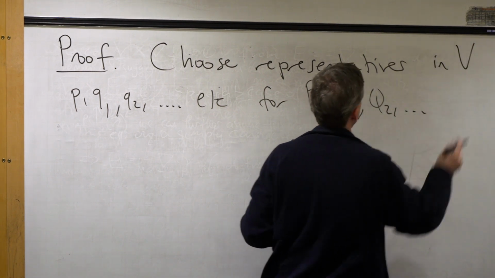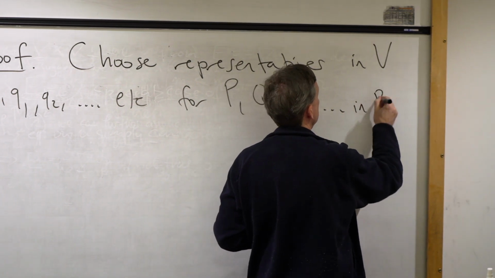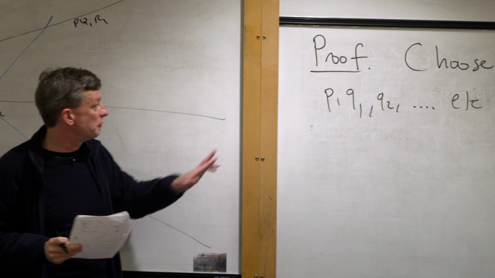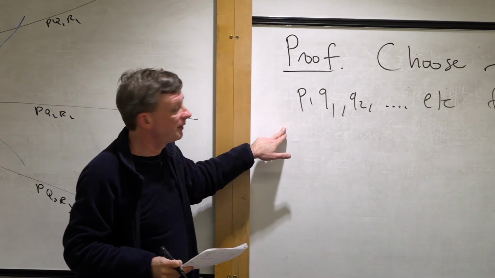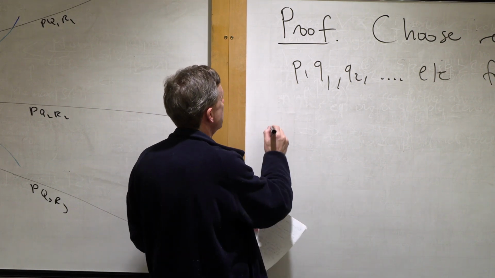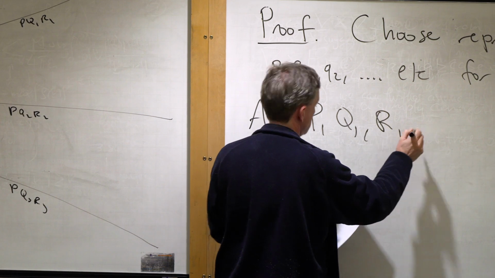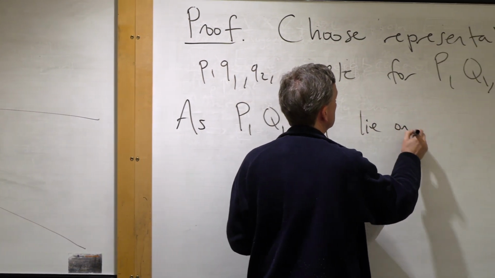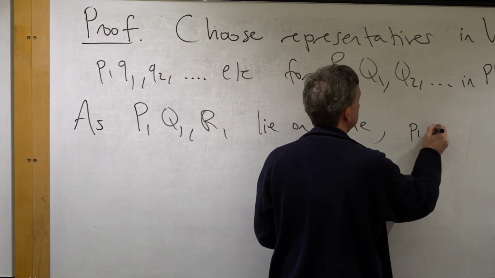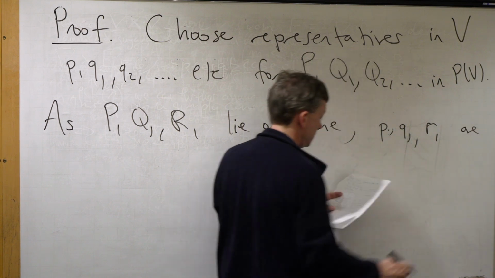And these are in the vector space big V for these points in the projective space P of V. The representatives are not unique. You're free to rescale each of these by some non-zero number in your field. Okay, so as big P and big Q1 and big R1 lie on a line, little p and little q1 and little r1 are linearly dependent.